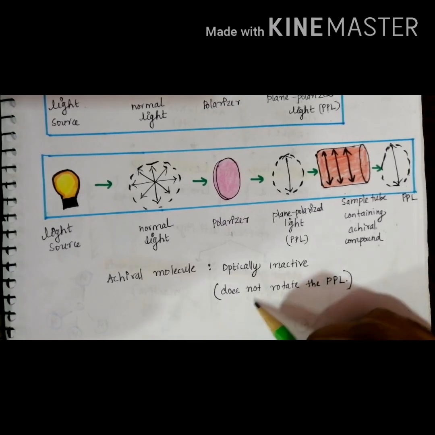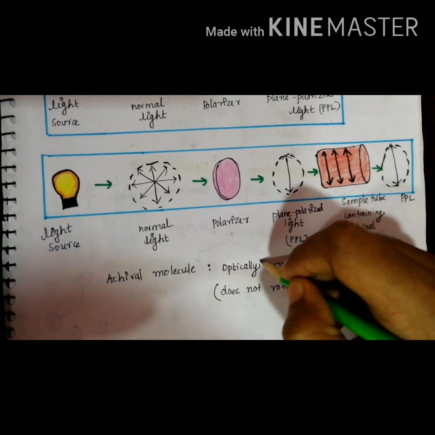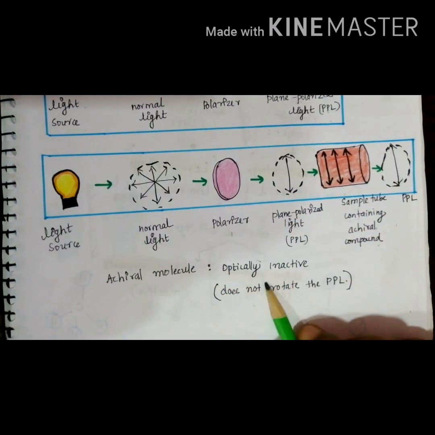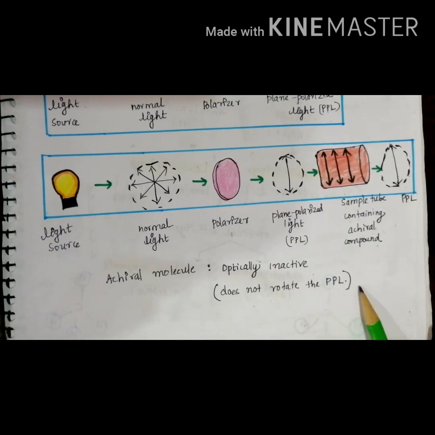This is the experimental setup and the experimental observation. Then we conclude a theory: achiral molecules are optically inactive. What is the experimental basis? They do not rotate the plane polarized light.